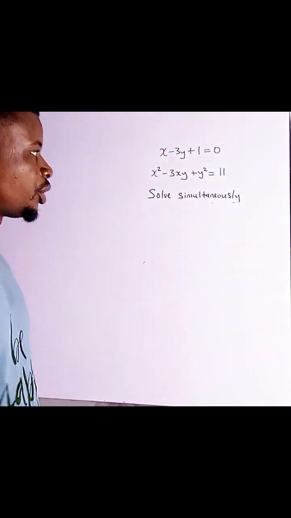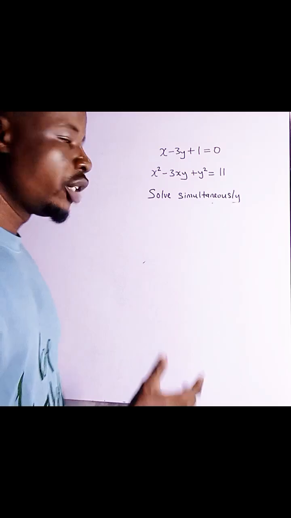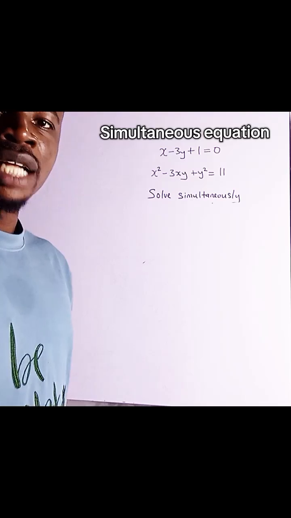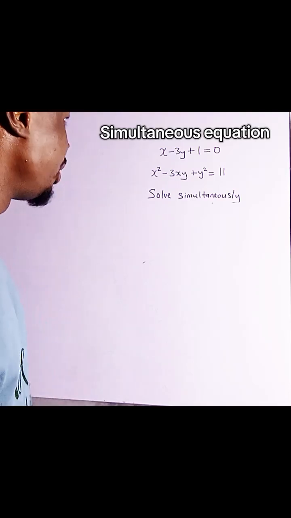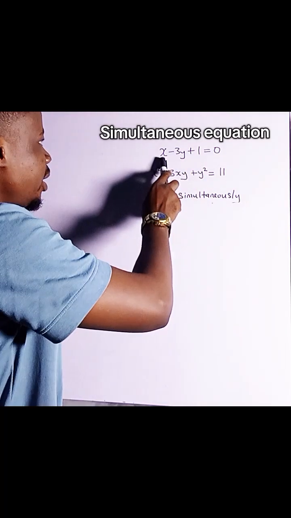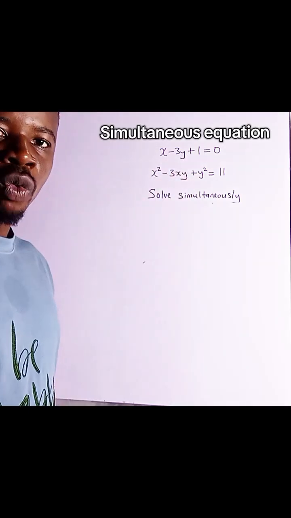Now, if you're given a simultaneous equation like this to solve, how do you go about it? If you look closely, you can notice that the two equations are non-homogeneous. What do I mean? The first equation is a linear equation, where the powers of x or y is 1.